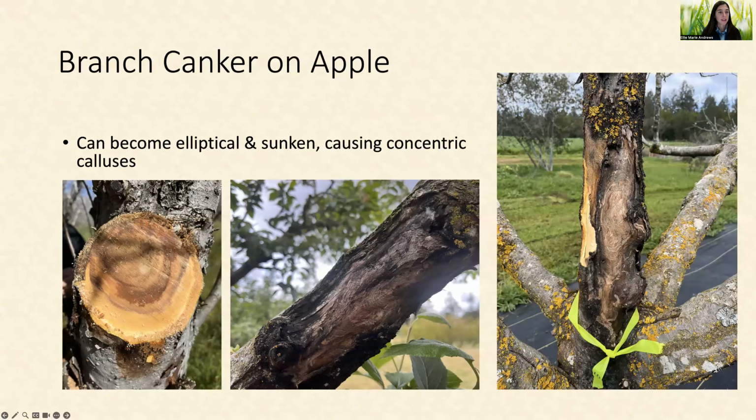With branch canker, these cankers become elliptical and sunken if you let them go for too long, and they cause concentric calluses, which I think is really interesting. If you slice it open, on the far left side you can see these water-soaked areas and concentric rings. You also see concentric rings on the outside of the tissue as well, where, in the photos in the middle and the far right, we see how this pathogen is progressing over time. Each one of these rings represents a new step for that pathogen across the plant tissue, which is pretty fascinating, but unfortunately can cause quite a bit of damage.